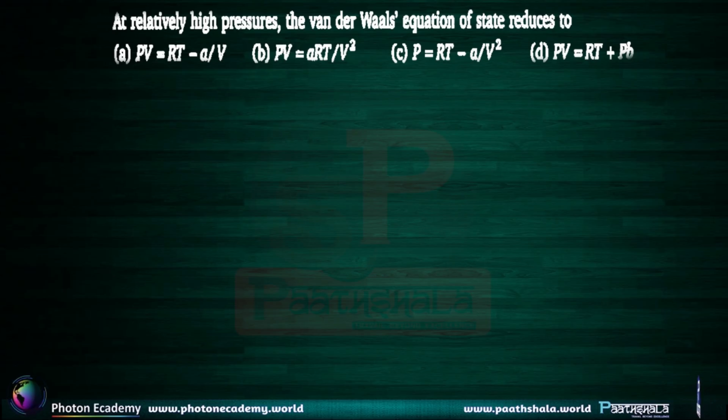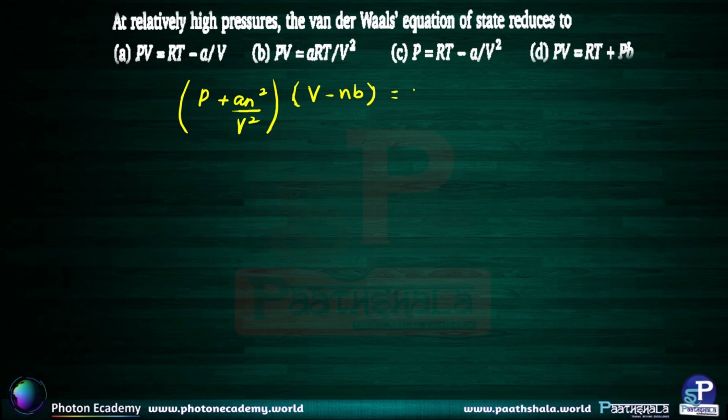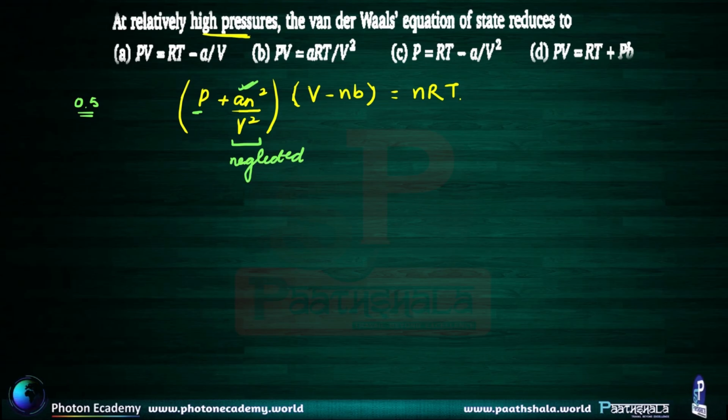So let's first rewrite our Van der Waals equation according to the passage. It was (P + an²/V²)(V − nb) = nRT, right? Now, when the pressures are very high, generally the order of this a is around 0.5. So when the pressure is very high, this term gets neglected, right? Due to that, the equation reduces to P(V − nb) = nRT.